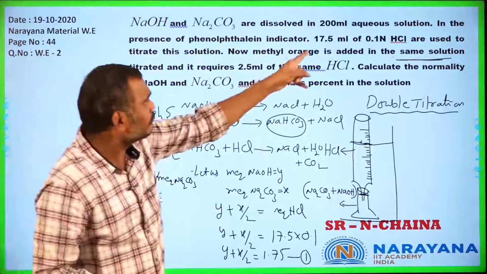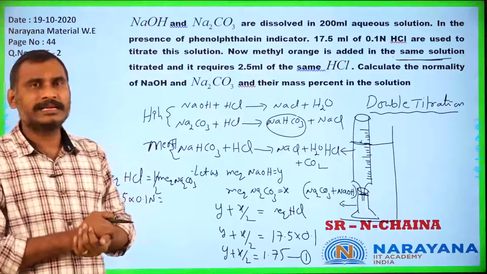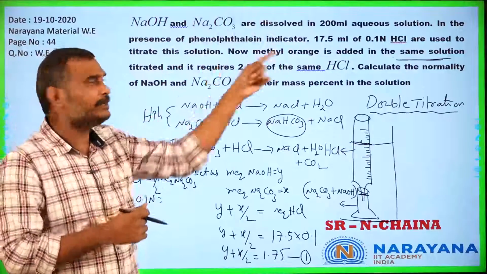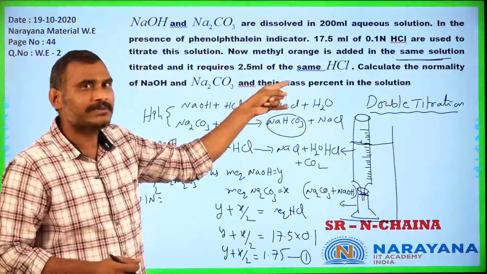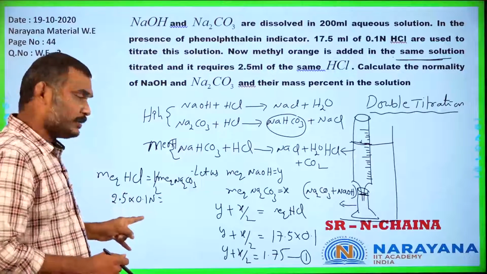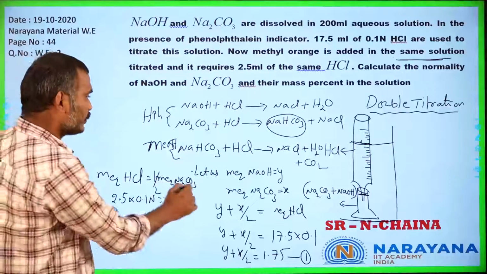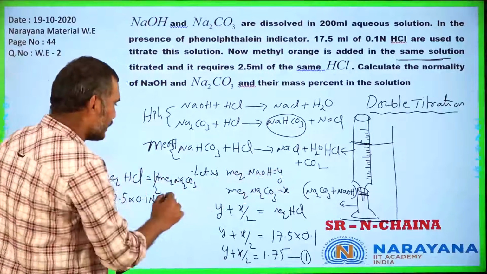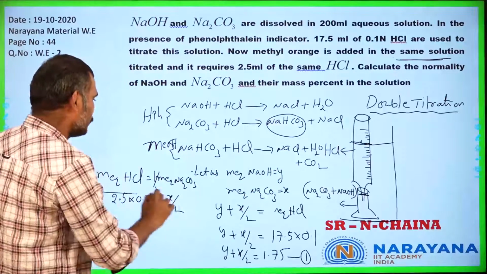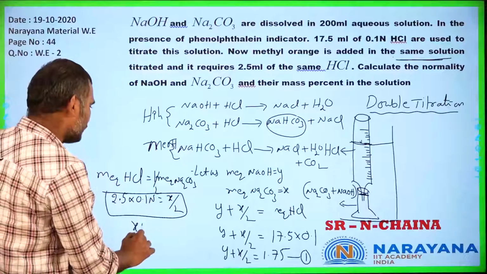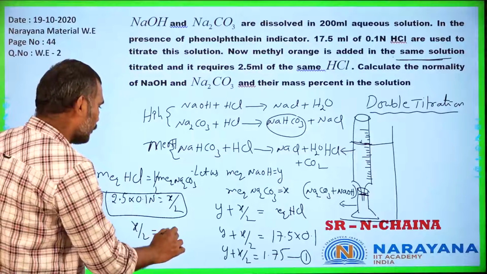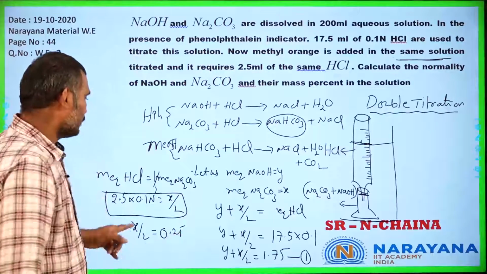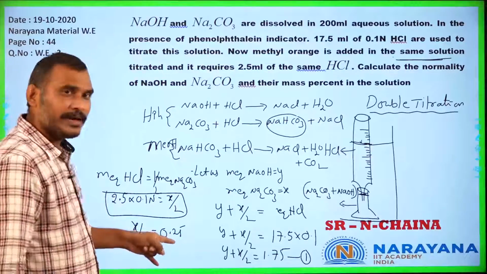What is that? 20 ml. Is it right? 20 ml. 20 minus 17.5, that is 2.5 ml of HCl was taken. So 2.5 into 0.1 N is equal to milli equivalence of sodium carbonate we have taken X, that is X by 2. Now you got the X by 2 value is equal to 0.25.